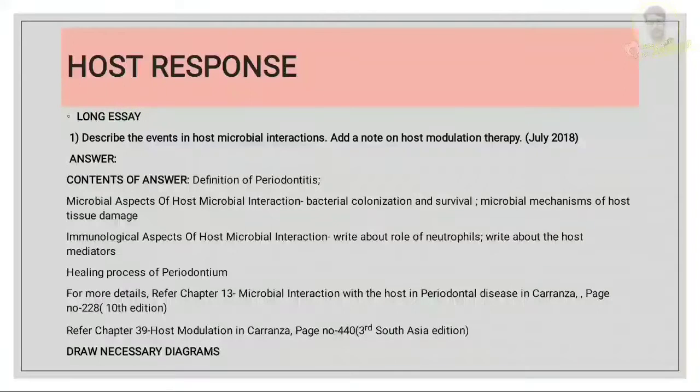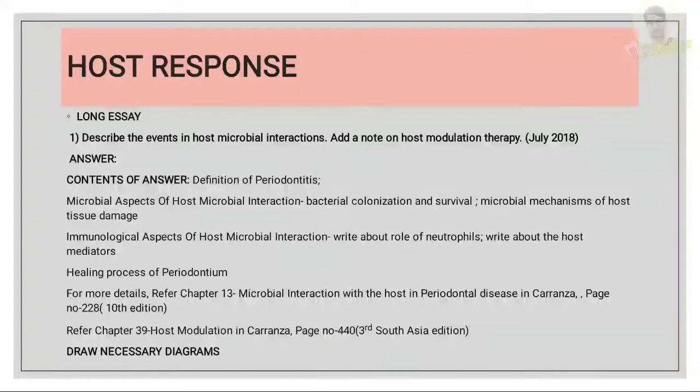write about the bacterial colonization and survival. In bacterial colonization and survival, you have to write how the bacteria attaches to the tooth surface, that is with the help of fimbriae or surface protein or heat sensitive protein and all, and then how it survives in the periodontium. And then you have to write about the microbial mechanisms of host tissue damage. In that, you have to mention the bacterial enzymes that are capable of degrading the host tissue. That comes under the microbial mechanisms of host tissue damage.